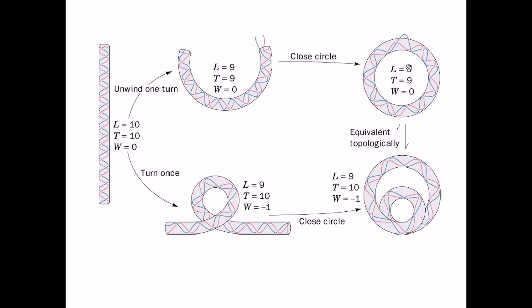So here, to make this linking number constant as L equals 9, one further writhe is added. And the writhe is added in the negative fashion. So writhe is now equal to minus 1, twist remains 10, and the linking number, more importantly, remains 9, which is a constant value here. Similarly, you can do the same thing from this linear DNA, but you need to turn this DNA and create the tension, otherwise it won't do that.